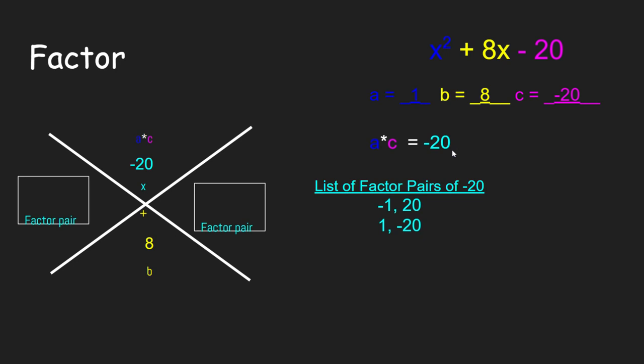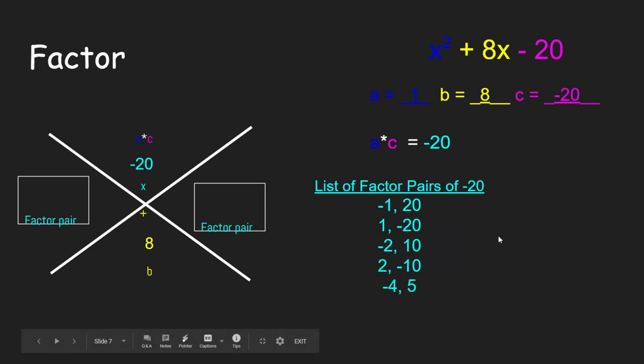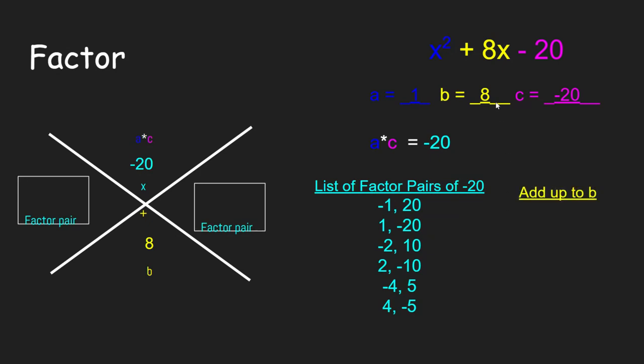2 goes into 20 10 times, so I can write negative 2 and positive 10 to give us negative 20. Also positive 2 and negative 10. 3 does not go into 20. 4 does 5 times. So I can write negative 4 and 5 or positive 4 and negative 5. Adding these factor pairs up, we're looking for it to add to our B value of 8.